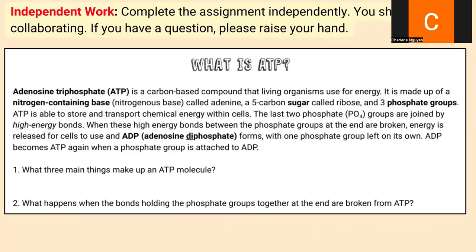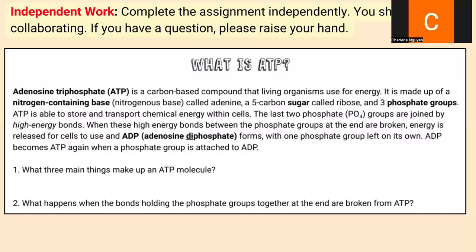So we have three phosphate groups. Each of the phosphate groups are joined by bonds. Once those bonds are broken, that's how energy is released. Cells can use that energy. And then if we break apart one phosphate group, it becomes adenosine diphosphate, meaning that there are only two phosphate groups left. So we're going to do a little bit of coloring on your notes today so you can see the different parts of the ATP structure.